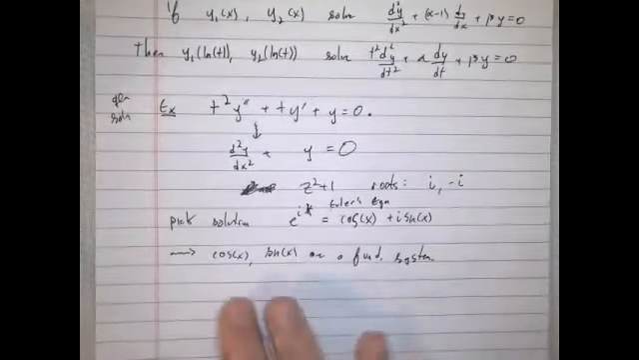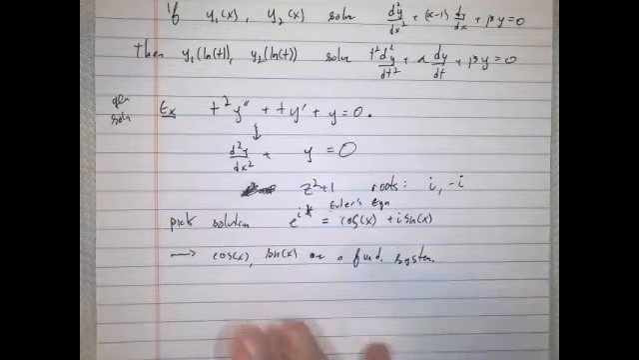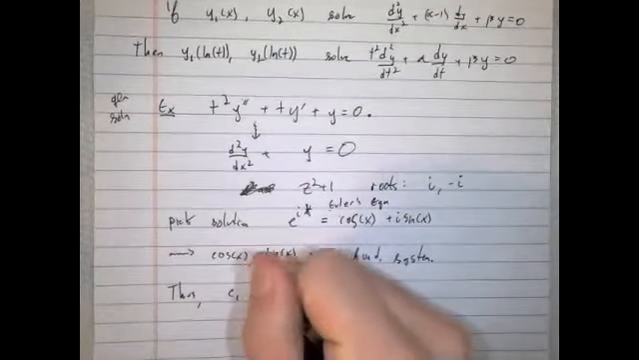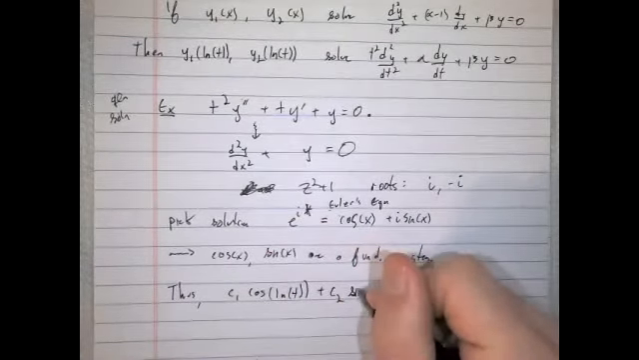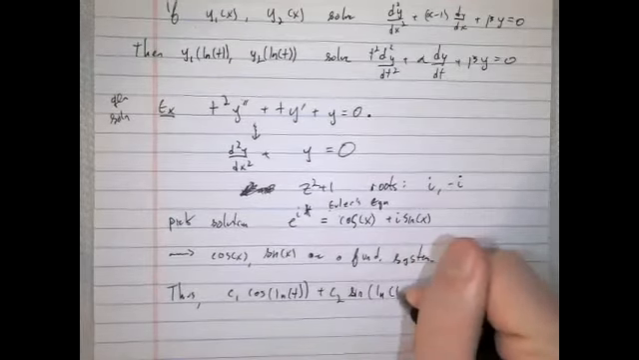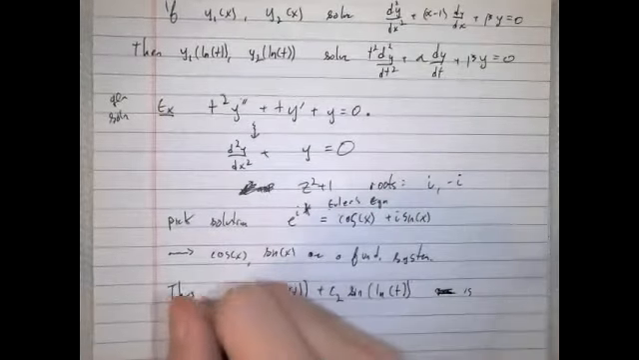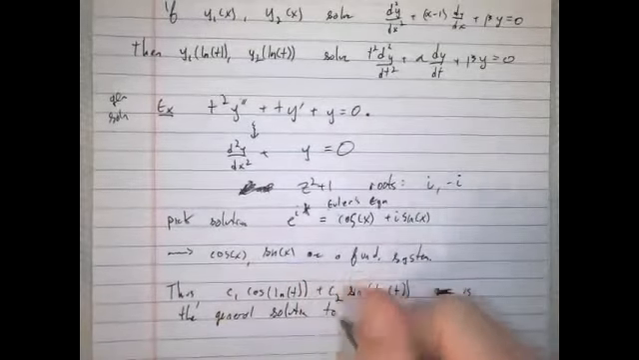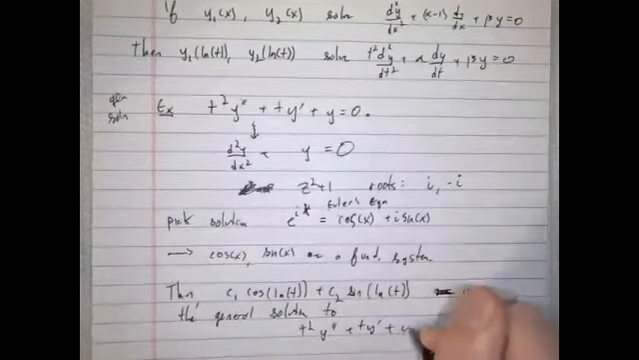Now, what's the last thing that we need to do to get a fundamental system in terms of t? Replace all the x's with the natural log of t. Exactly. Thus, c1 cosine of natural log of t plus c2 sine of natural log of t is the general solution to t squared y double prime plus t y prime plus y equals 0.